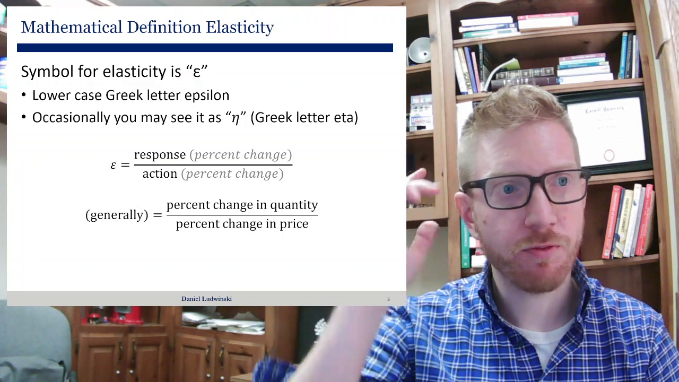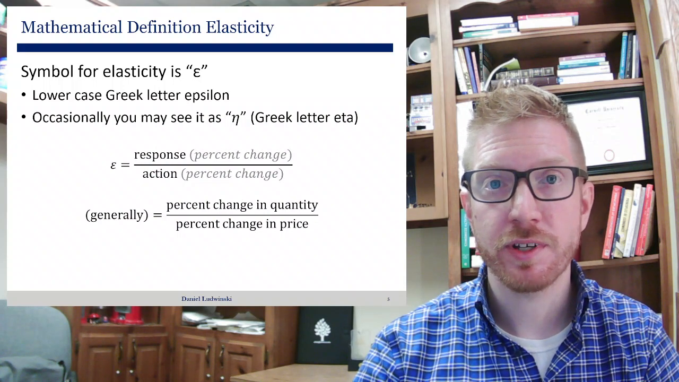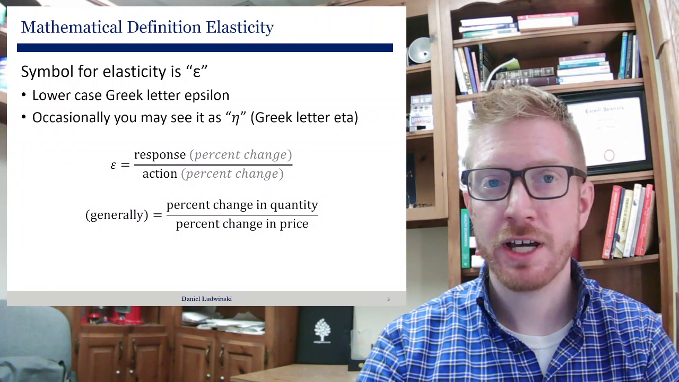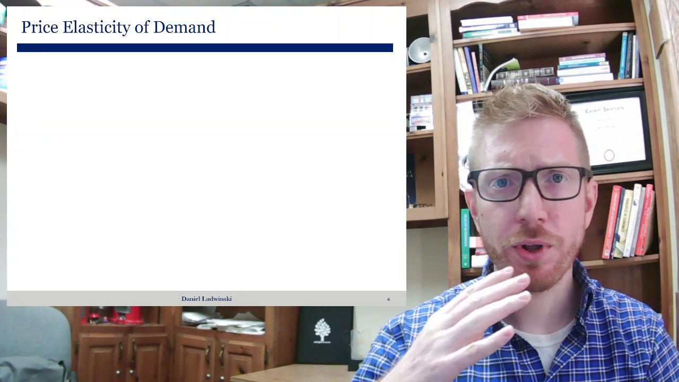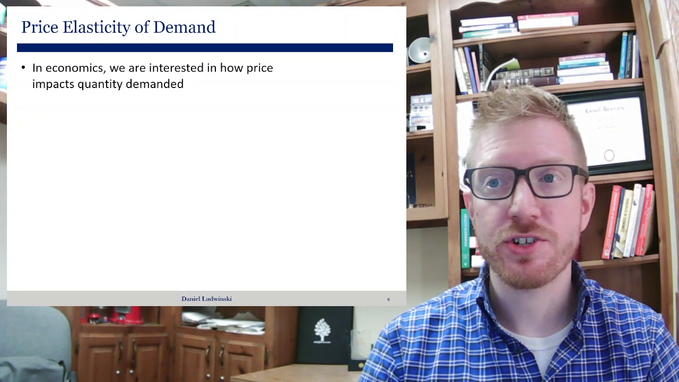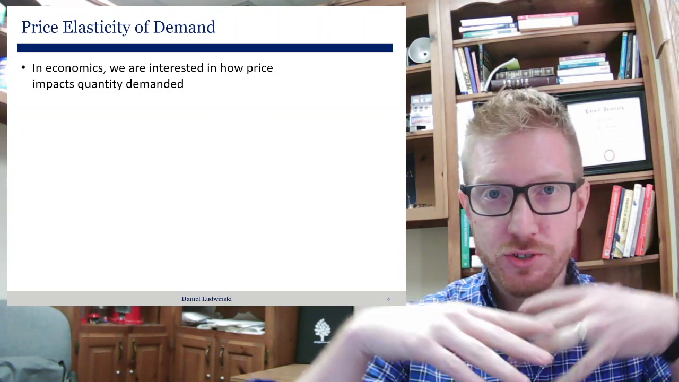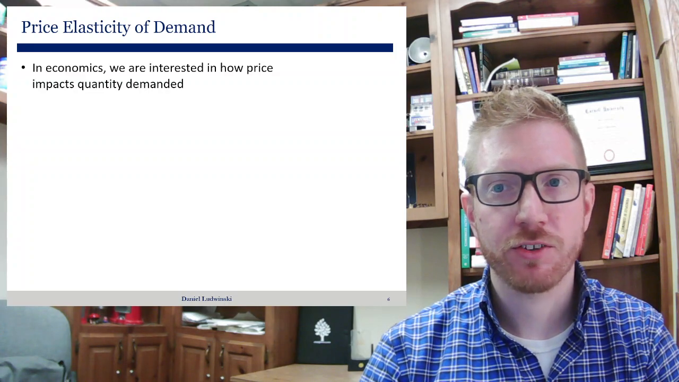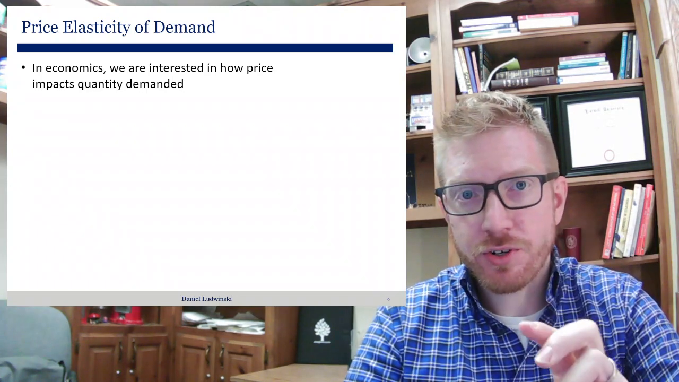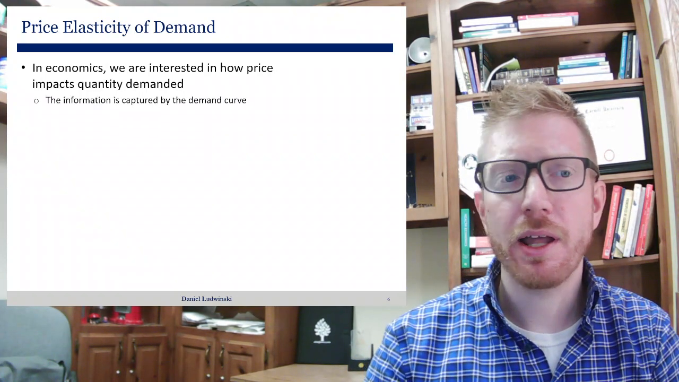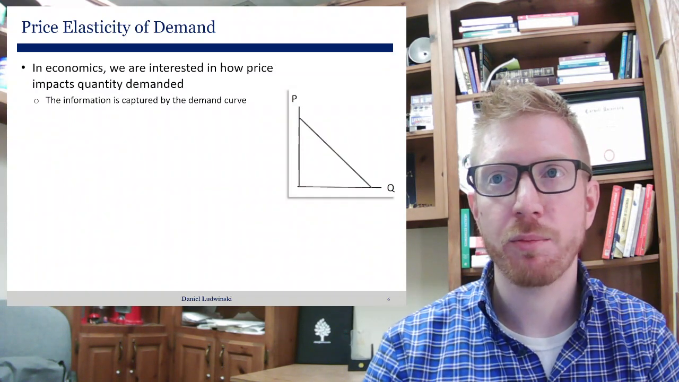So now let's move from the general definition of elasticity to a more specific definition of one type of elasticity, the price elasticity of demand. So we are often in economics interested in how price impacts demand, and in particular, to use the correct terminology, how price impacts quantity demanded. Now, this information we already have introduced in our previous unit in talking about the demand curve. The demand curve is capturing this relationship between price and quantity.